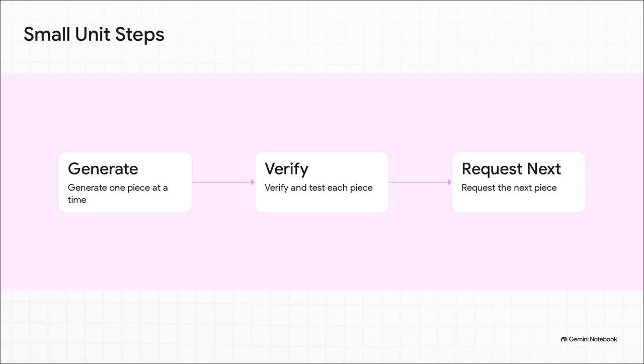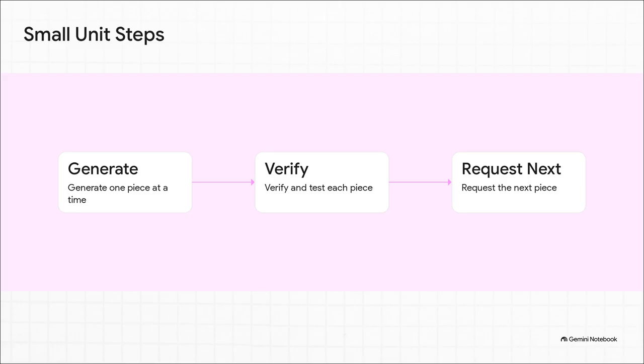Now, what's really interesting about this slide is how this primary scoping rule shifts all the control right back to you, the developer, through a beautifully simple workflow. Let's break it down. Step 1. Ask the AI to generate just one single piece. That could be a function, a component, or a module. Step 2. Verify and test that piece. Seriously, do not move forward until you know it works. And step 3. Only then do you request the next piece.